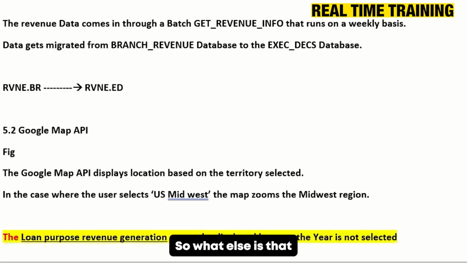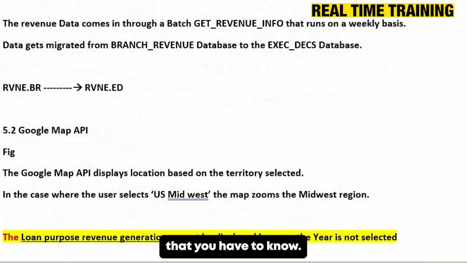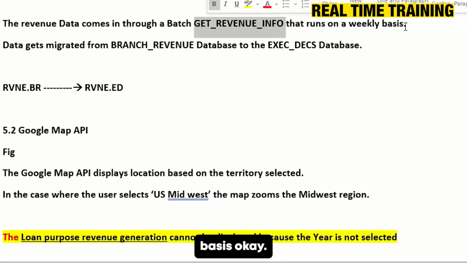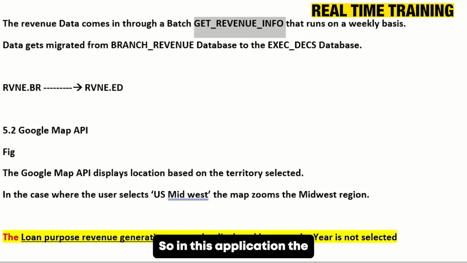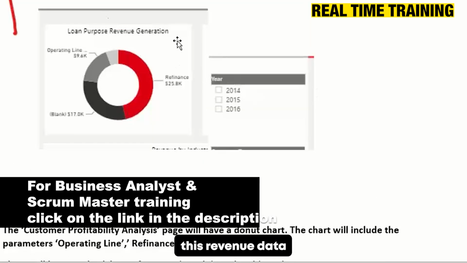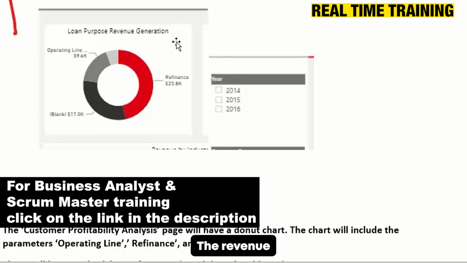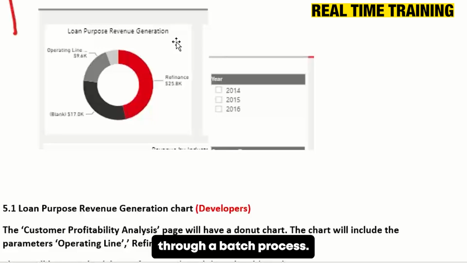Okay, so what else is there in the system design document that you have to know? The revenue data comes in through a batch, get revenue info, that runs on a weekly basis. So these kinds of batch related technical information will also be there. Let's say for example, this revenue data is not even there currently. Moving forward, the revenue data will keep on coming in through a batch process.